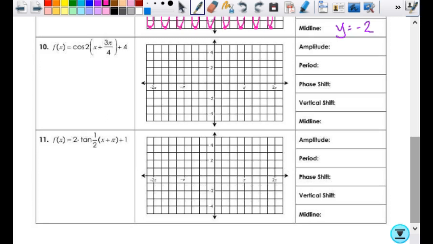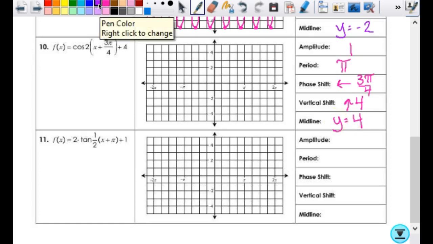Our amplitude is what? 1. Period is pi. Phase shift is left, 3 pi fourths, good. Vertical shift is up 4, so this is y equals 4. All right, any questions about any of that stuff? Right, so then let's just do 11.